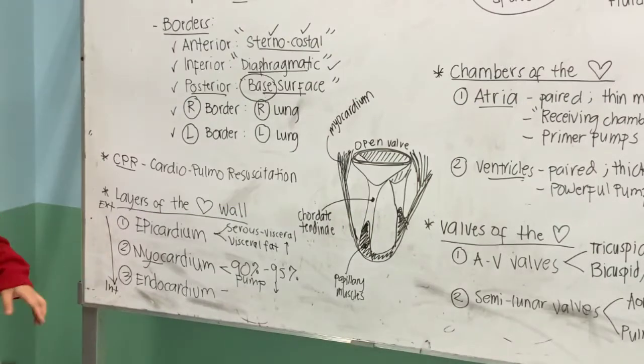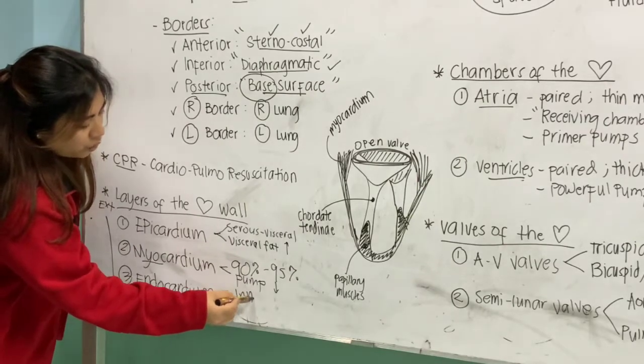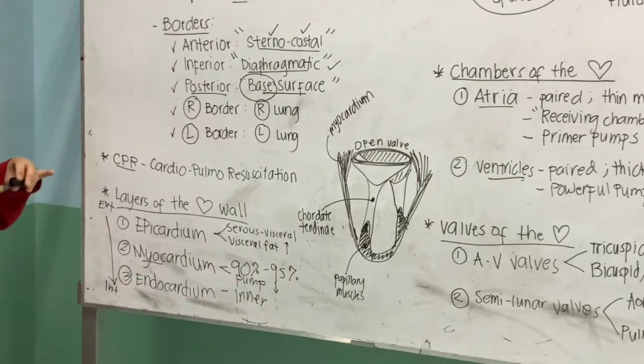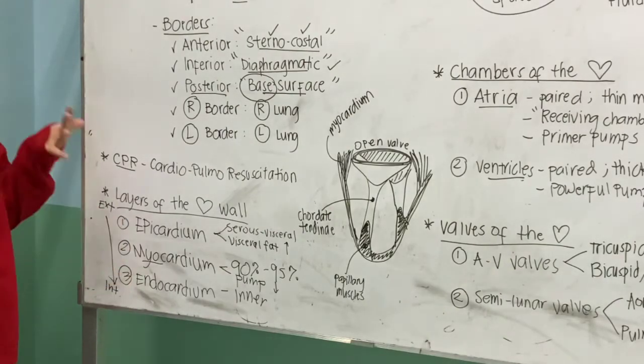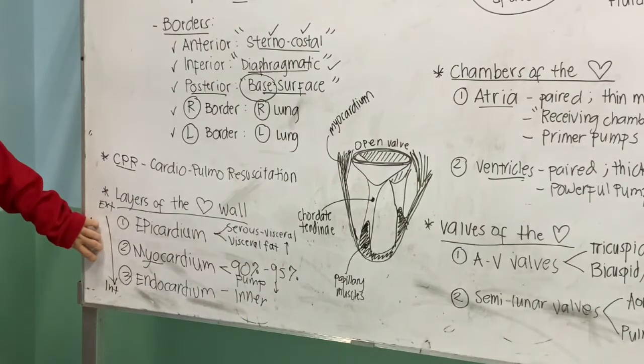And lastly, you have your endocardium. This is the innermost layer. This is the layer directly in contact with the blood. This is the layer where you can find the valves of your heart that allow passing through of the blood. So this is it for the layers of the heart wall.